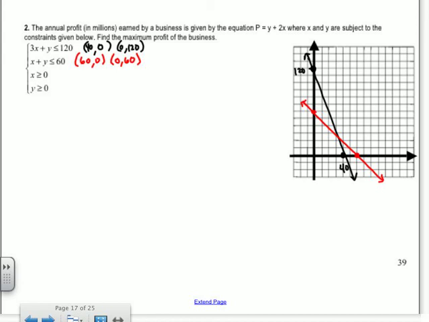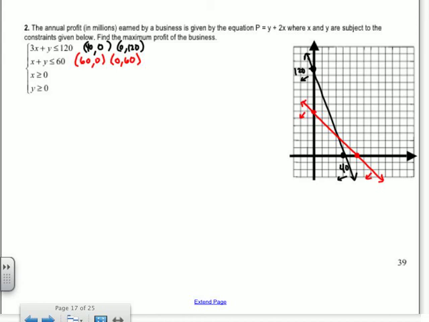Okay, think about the shading for both of those. So the first one, if you plug in 0, 0, you get 0 is less than or equal to 120. That's true. So you would shade the first one downwards. The next one, if you plug in 0, 0, you get 0 is less than or equal to 60. That's true. So shade downwards.